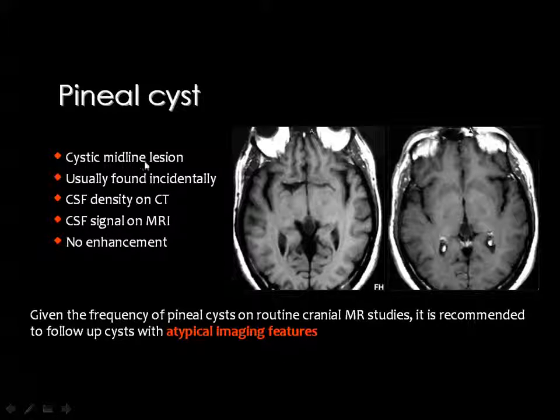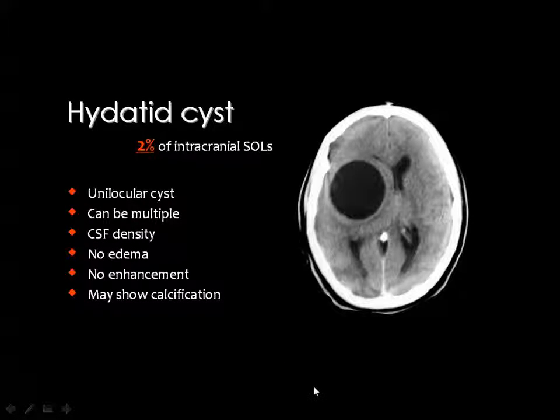Then this is a cystic midline lesion in the quadrigeminal cistern, usually found incidentally, especially if it is small. It will show CSF density on CT, and it has an almost CSF signal on MRI. If you inject the contrast media, then no enhancement will be seen. Then one of the famous intraaxial cysts is the hydatid cyst, which represents 2% of intracranial space occupying lesions.